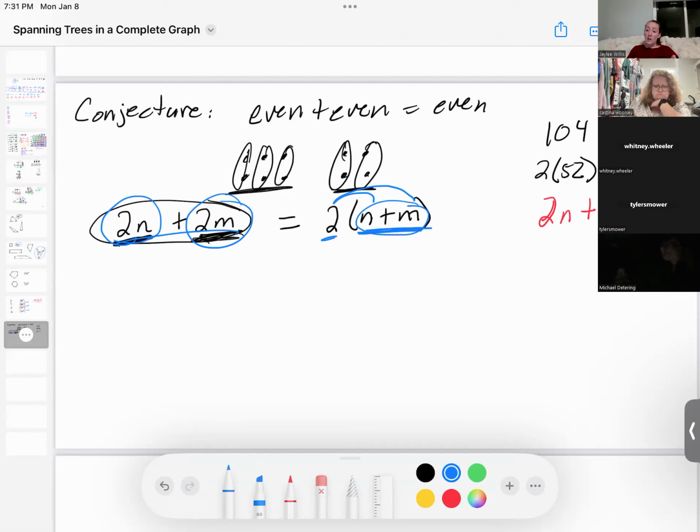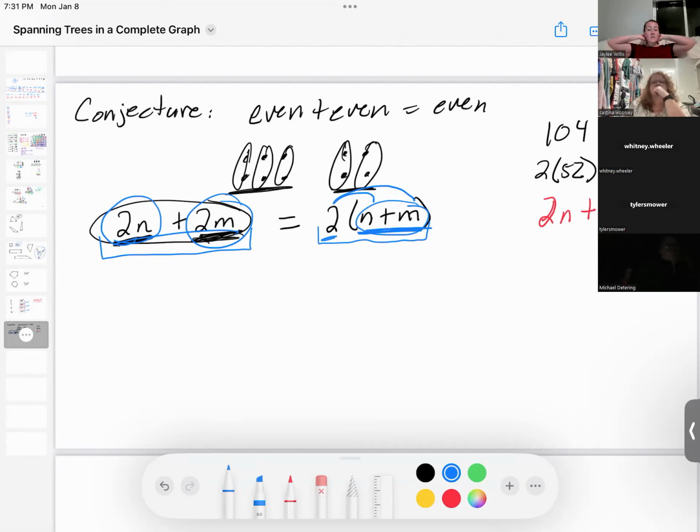So for your conjecture project, you guys will be proving a couple different conjectures like this. And basically what you need to do is create algebraic expressions that represent the idea or the pattern you're trying to describe, and then show why that equals whatever it is you're trying to show that it equals.